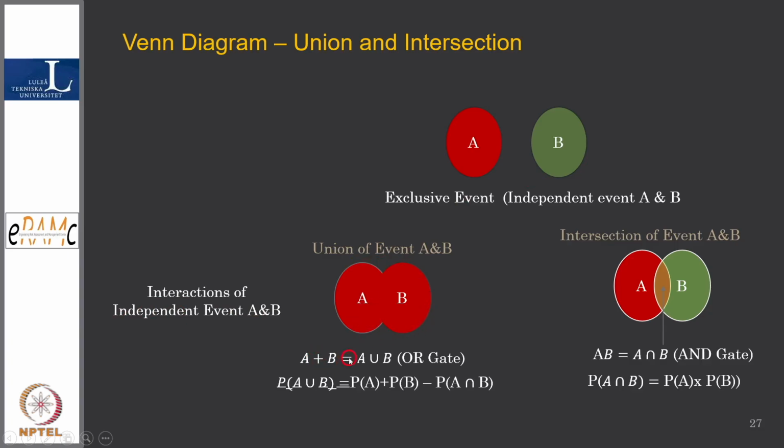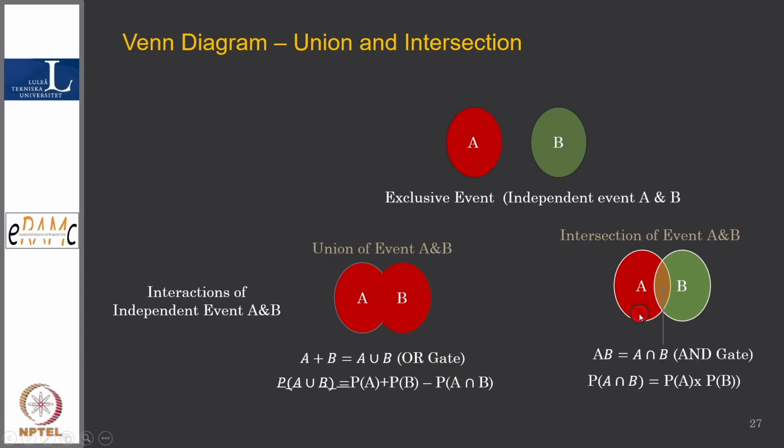So A plus B is A union B, plus is treated as union. So it is an OR gate, but if they overlap, the probability of A union B is equal to the probability of A plus the probability of B minus the probability of A intersection B. The overlapping area should be removed.